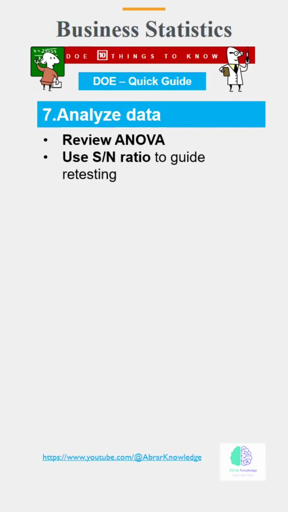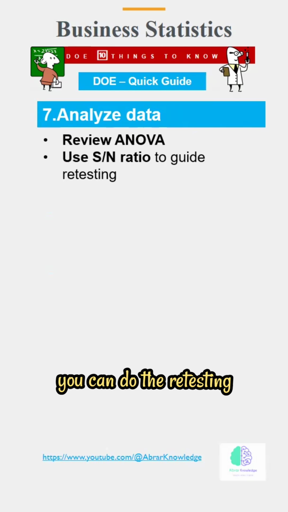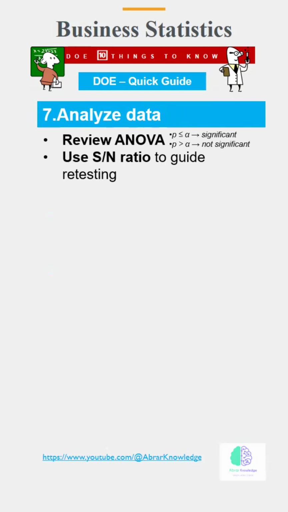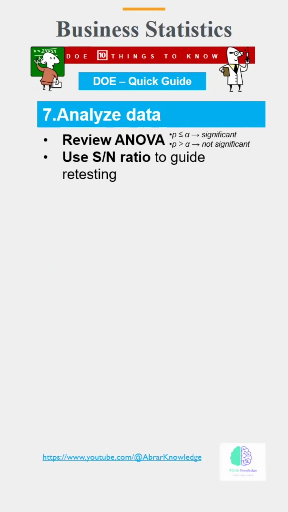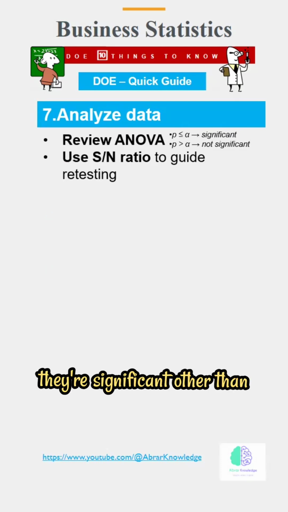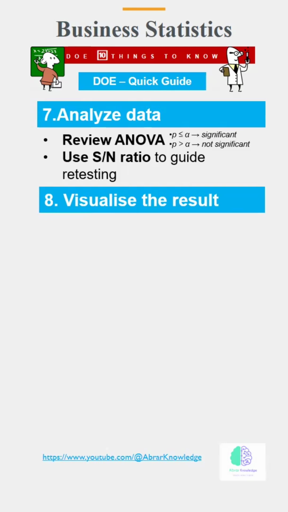analyze the data. Review the analysis of variance. Use signal to noise ratio, which will guide you to retesting and all that. If the noise is high, you can retest that particular run. And then you have that factor. For example, if the significance value is less than alpha value, then it is significant. For example, let's say you set alpha as 5% and you are getting p value less than 5%, let's say 3%, that means it's significant. Other than that, it is not significant.